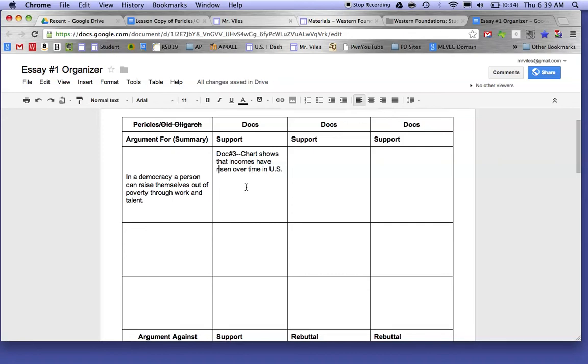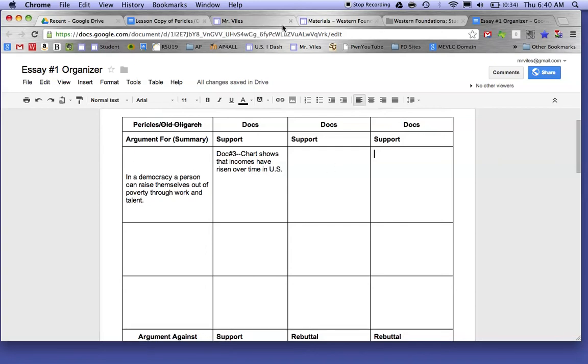You find a piece of the document, a piece of support that backs up this argument of Pericles'. Pericles says that you can rise out of poverty in democracy, and there I found a piece of support in the docs that shows that in modern America, people have shown an ability to rise up, have rising incomes. I would look for more support, another document that supports this point. If I could find it, and you may not always, but I would try to find three pieces of support out of the docs that support this point of Pericles.